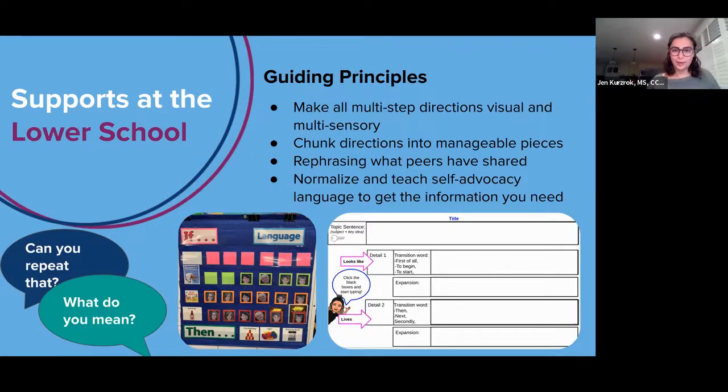So back to working memory, that mental workbench that Gwendolyn was telling us about at the lower school, the main goal is to help our students hold information on that workbench while they're processing that information. So a lot of that can look like strategies that our teachers use to help students hold that information on that workbench. That can look like visual agendas or visual strategies for what the directions were.